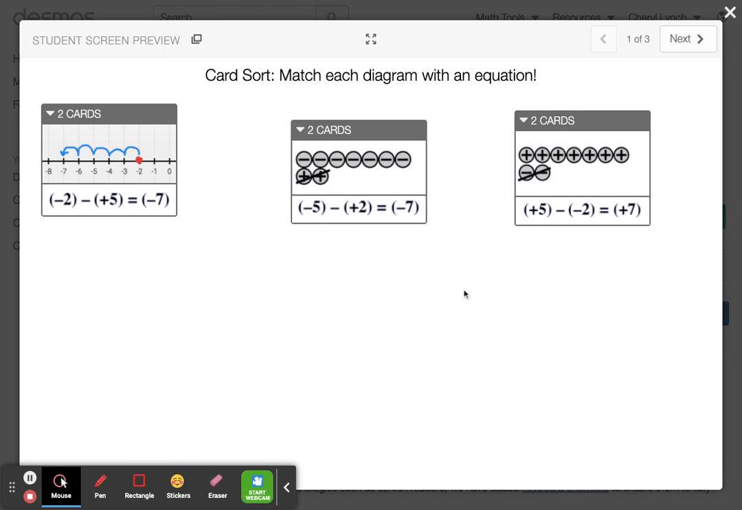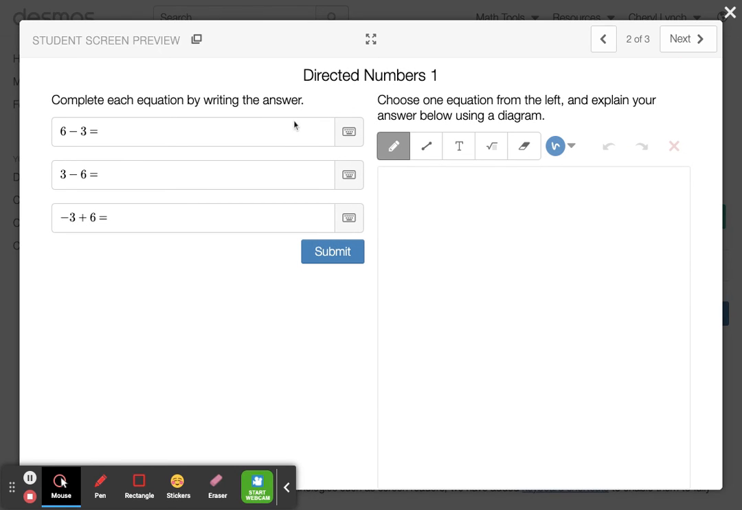Once you've completed this card sort, you're going to hit next. And for this slide, you're going to complete by writing the answer. And in the next video, I'm going to help support you in slide number 2 and 3.